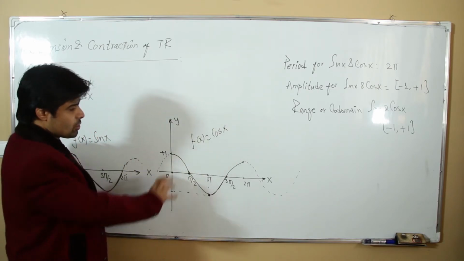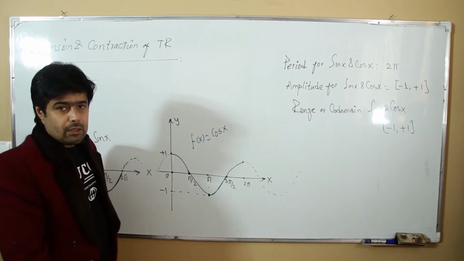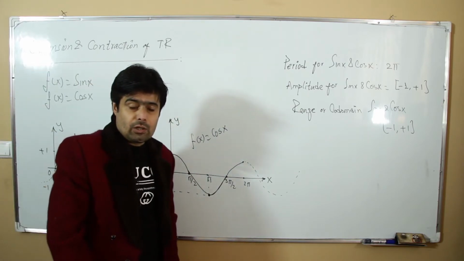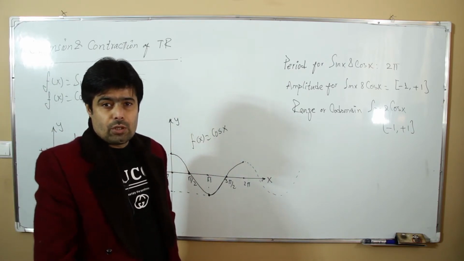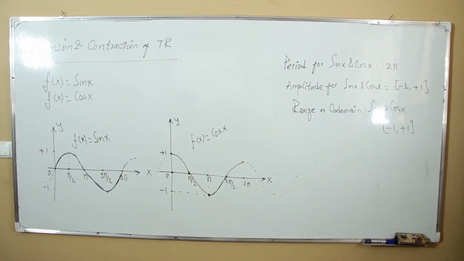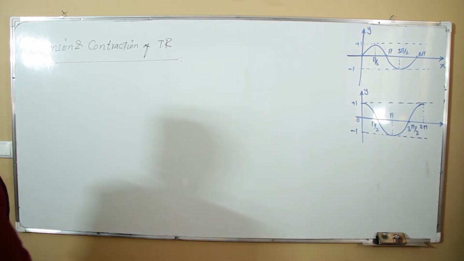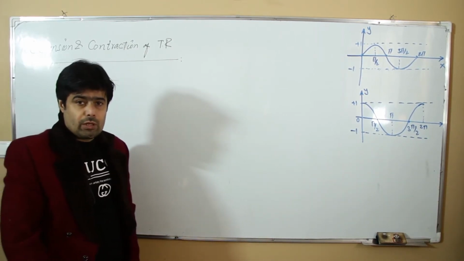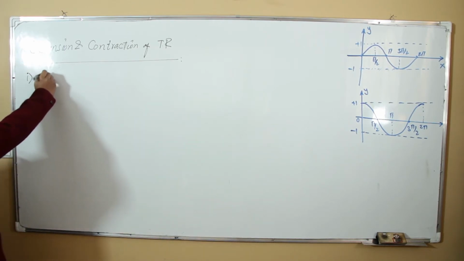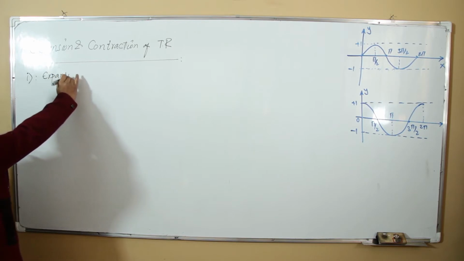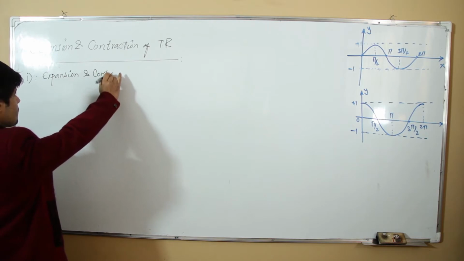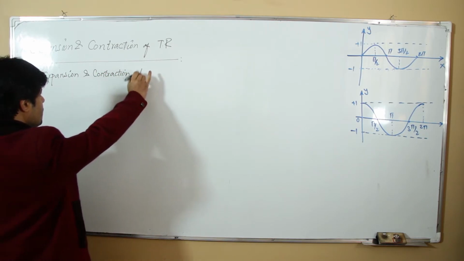Now, by knowing such information, we will be able, inshallah, to define the expansion and contraction of the trigonometric ratios. Now, how? Please write it. We will come to it. By the way, we will talk about expansion and contraction of the trigonometric ratios. First, we will talk about the expansion and contraction along the x-axis.